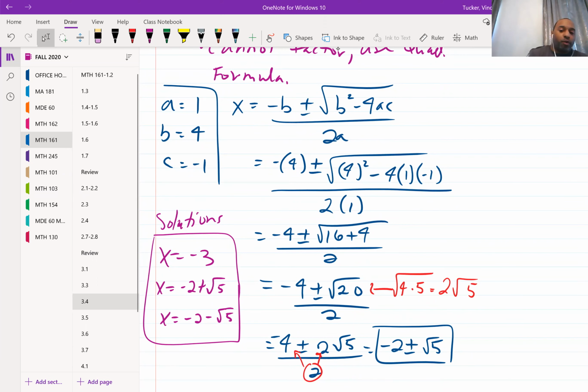So that'd be -4 plus or minus 2 square root of 5 over 2. To simplify further, we see that the 2 can divide into the 4 and divide into the 2 and leave us with -2 plus or minus square root of 5 as our other 2 solutions. And so don't forget, if it asks for all solutions, you have to give all 3. -3, then -2 plus square root of 5, and then -2 minus square root of 5.